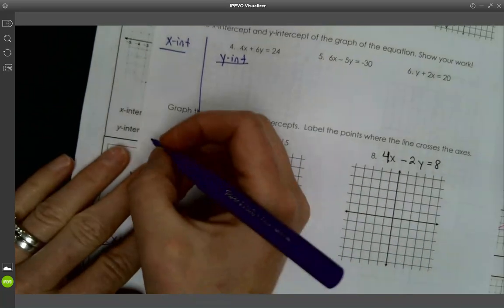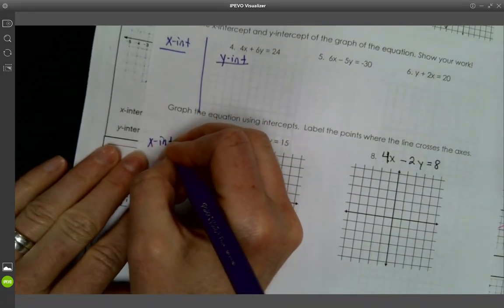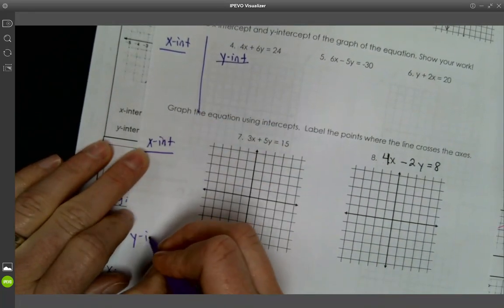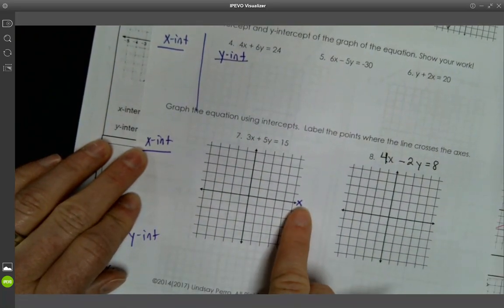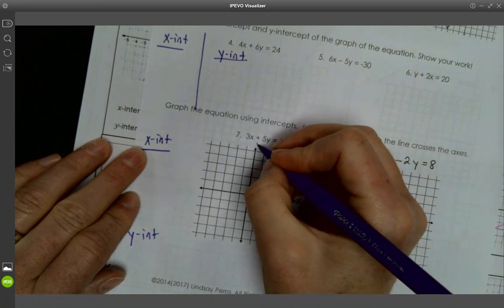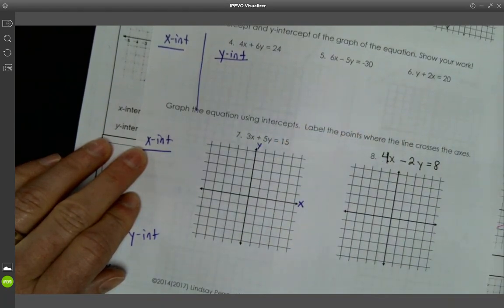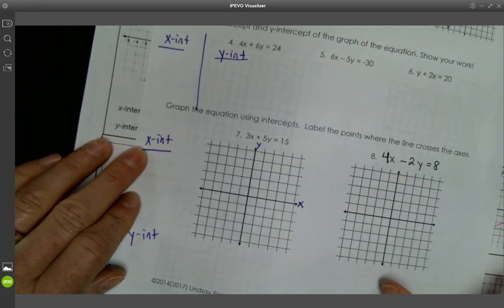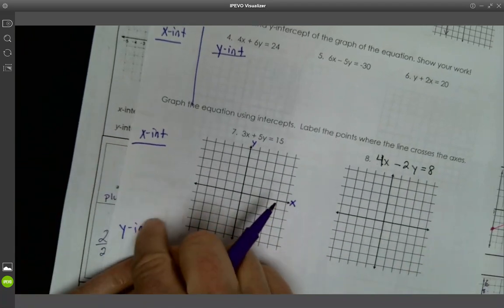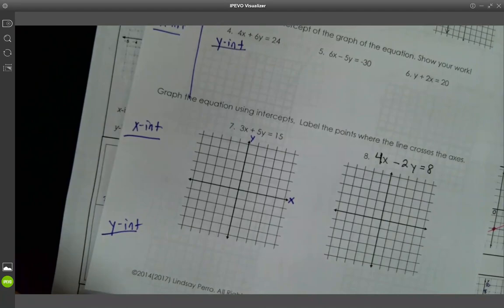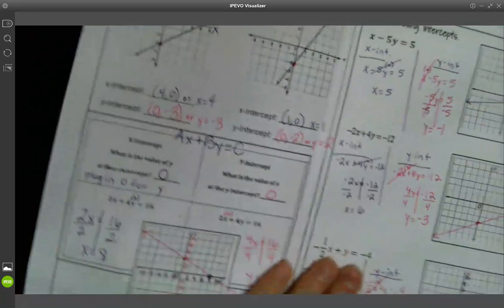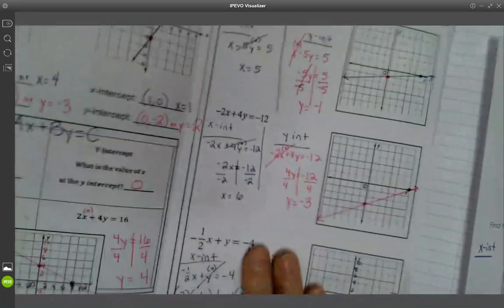For 7 and 8, you'll find your x-intercept and your y-intercept, and then you will graph them. Just remember, the x-axis is this one, and the y-axis is this one, so don't forget that. So you'll do x-intercept, y-intercept for 7 and 8, and then plot them as points and graph them. Examples to look back for help would be these.